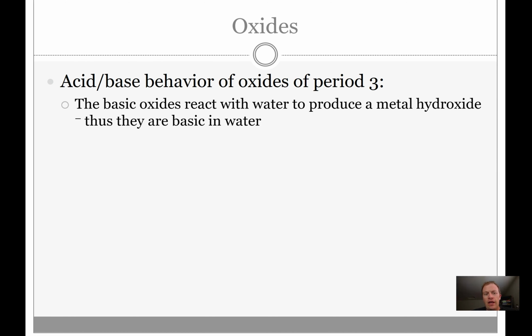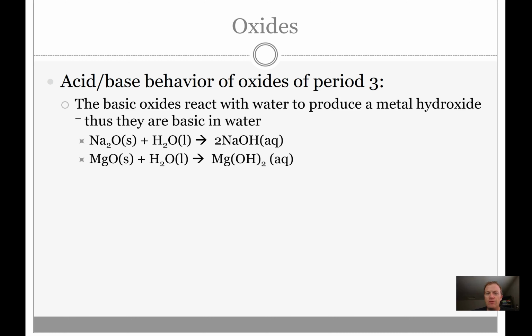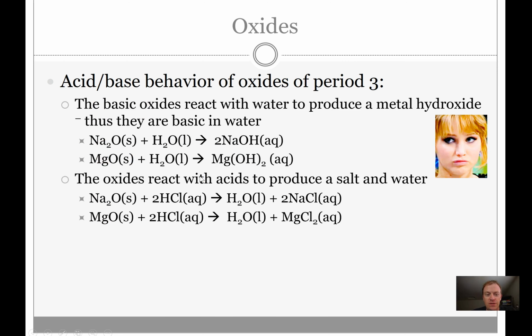Like a question might ask you to use chemical equations to explain the acid-base behavior of the different oxides of period 3. So we see them reacting with water here. They both produce hydroxide. So there are a few patterns you can use to help you. But both the sodium and the magnesium, which remember are the basic ones, they produce bases in solution.